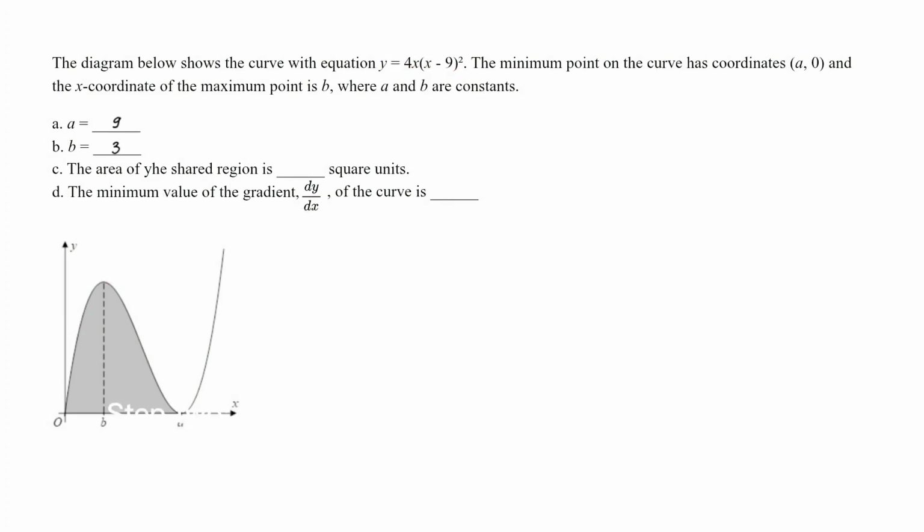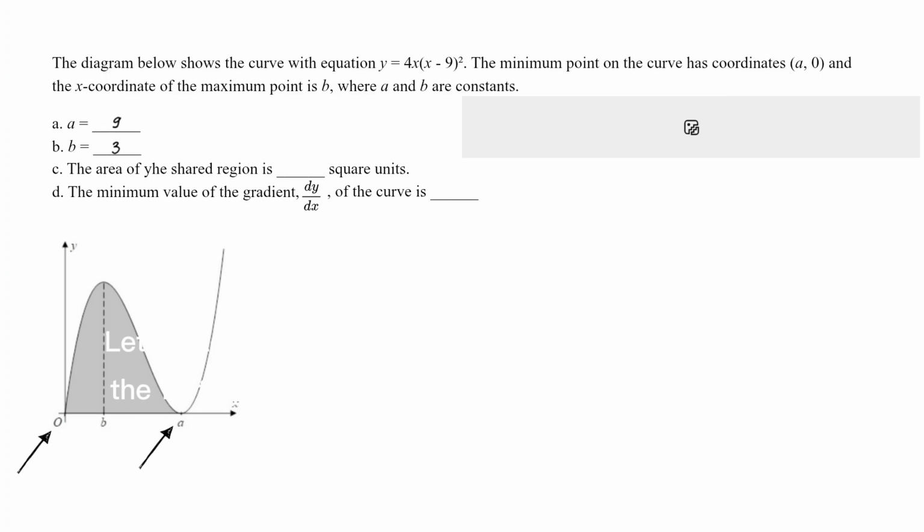Step 2. The area. The shaded region goes from the origin, x equals 0, to the minimum point, x equals 9. In calculus, area equals the definite integral. So, area equals the integral from 0 to 9 of the function 4x cubed minus 72x squared plus 324x dx.